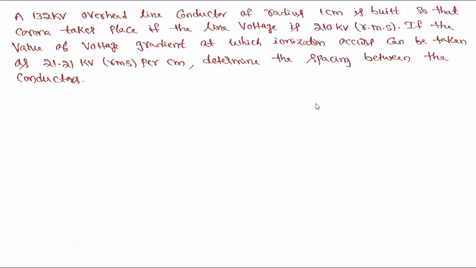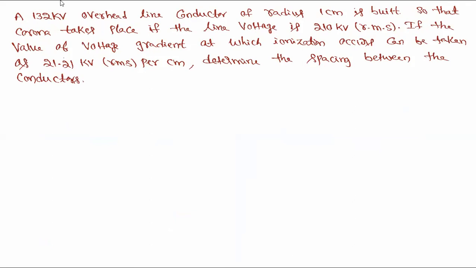A 132 kV overhead line conductor of radius 1 centimeter is built so that corona takes place if the line voltage is 210 kV RMS. If the value of the voltage gradient at which ionization occurs can be taken as 21.21 kV per centimeter, the value being RMS, determine the spacing between the conductors.